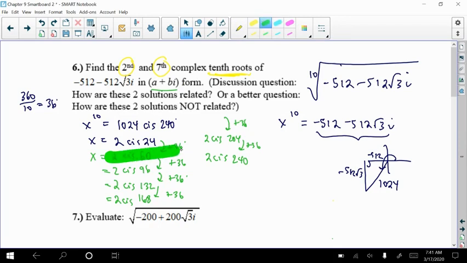2 cis 60 degrees is one of my solutions. 2 cis 240 is my seventh solution when graphed in order. So let's go ahead and put those into a plus bi form. So you draw a 60 degree reference angle.